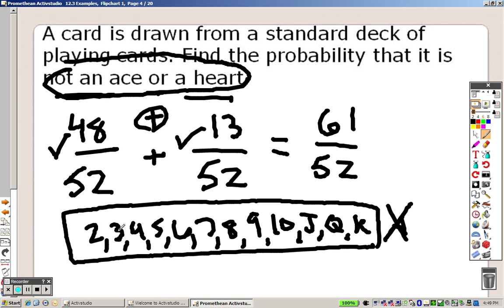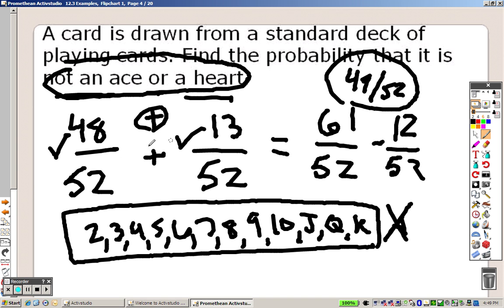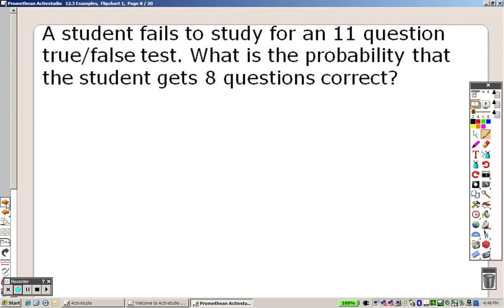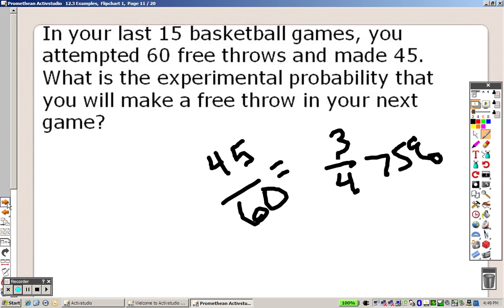So I need to get rid of 1, 2, 3, 4, 5, 6, 7, 8, 9, 10, 11, 12. I need to get rid of 12 out of 52 because that's what they have in common. So 61 minus 12 is 49. So the correct answer is 49 out of 52. I'm sorry for screwing that problem up for you. So let me try to get to the problem that we were on.